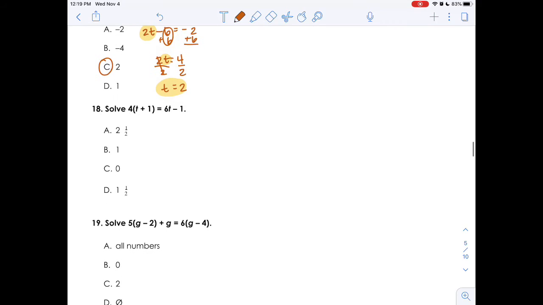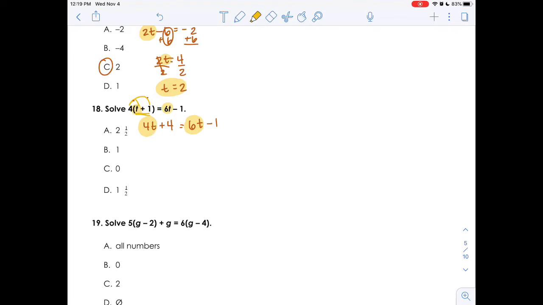In the next example, my variable is also t. I have a t on the left and a t on the right. On the left-hand side, though, my t is inside parentheses. So the first thing I need to do is distribute the 4 throughout. 4 times t is 4t. 4 times 1 is a positive 4, equals 6t minus 1.